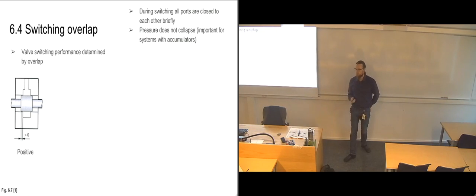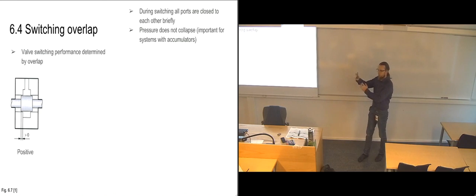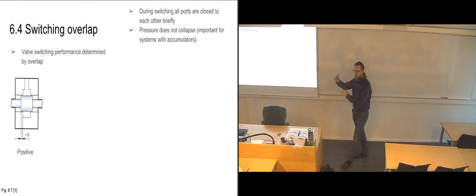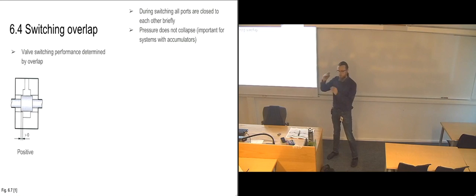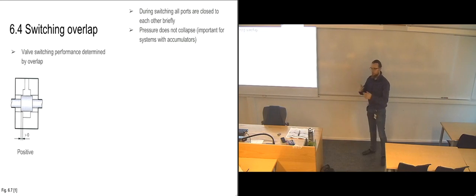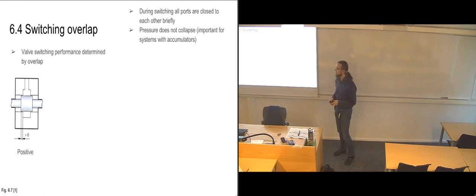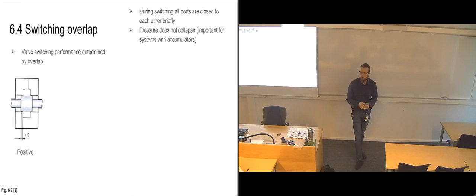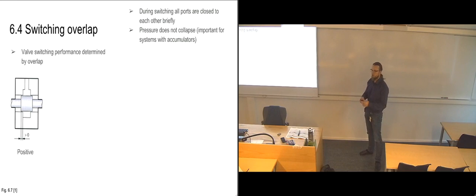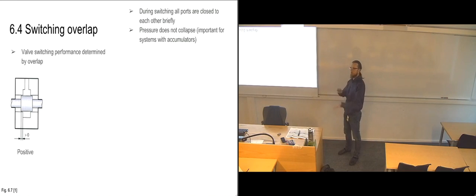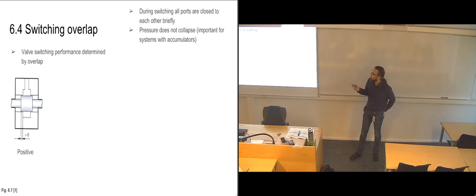which is exactly what you need, for an example, if you are running an accumulator, because then you want the accumulator to keep the pressure up at all times, because you want to have it as backup in case you're using the accumulator as an emergency power source in the system. Then by all means, you don't want the pressure to disappear from the accumulator every time you're switching a valve. So that's one of the most important uses for positive overlap, but it is used in other cases also.